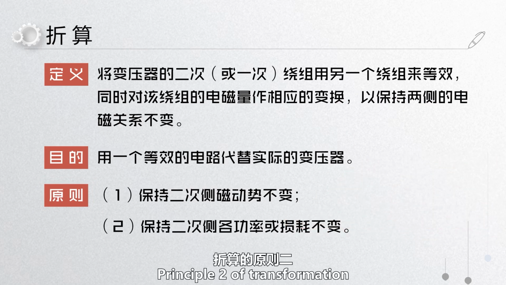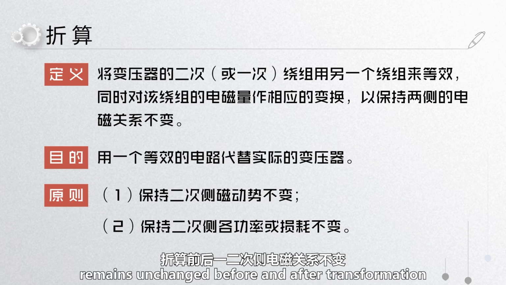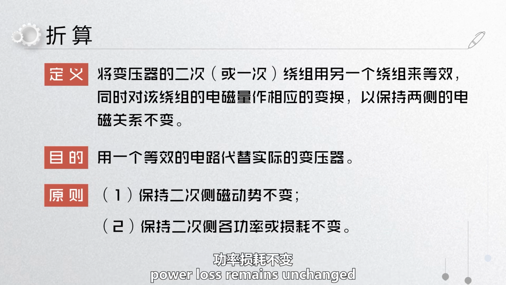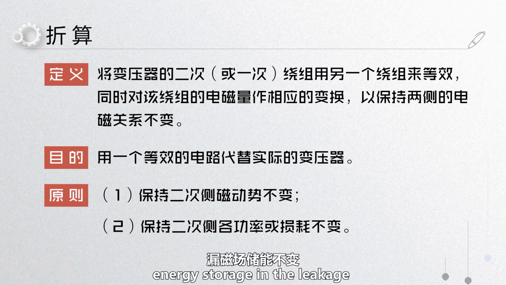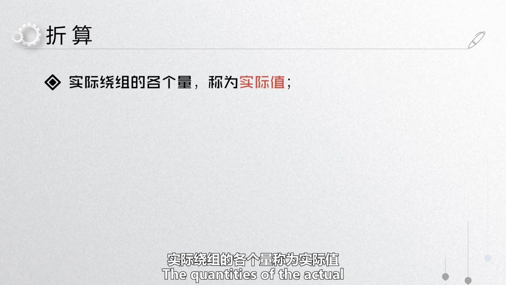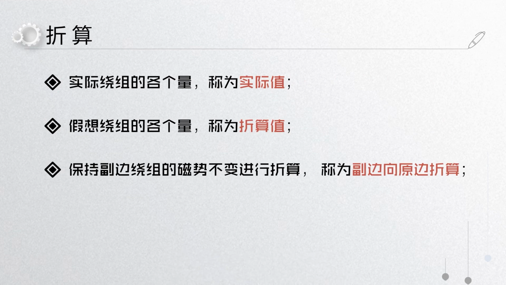Principle 2 of transformation: the electromagnetic relationship between the primary and secondary sides remains unchanged before and after transformation. Power loss remains unchanged. Various losses remain unchanged. Energy storage in the leakage magnetic field remains unchanged. The quantities of the actual windings are called actual values. The quantities of the hypothetical windings are called transferred values.